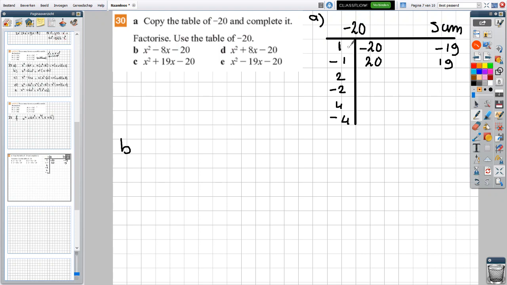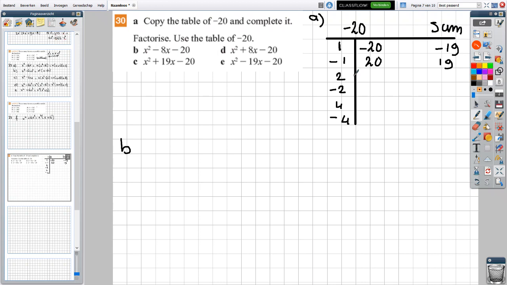So they start with 1 and -20. But in this case also -1 and 20. And try to do this in ascending order from 1 and then they get bigger. What's the sum? The sum of those numbers you're going to write down here. So 1 and -20. 1 minus 20 is -19. -1 plus 20, you'll find 19. You will find that the sum always is negative and positive here. -19, 19.